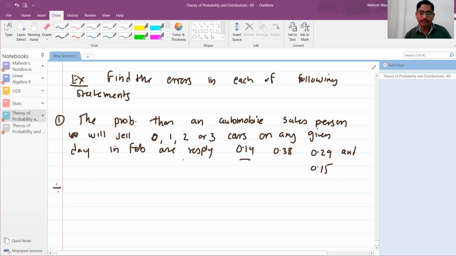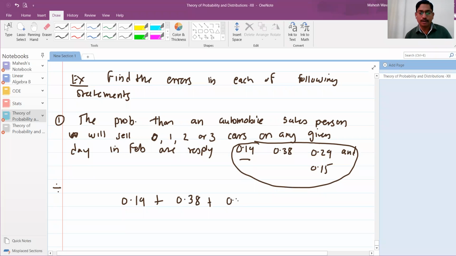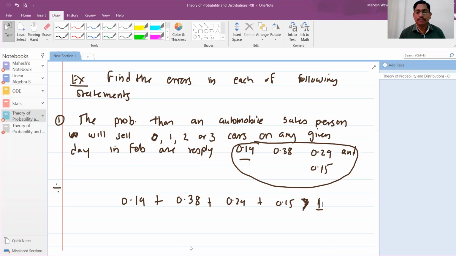So this statement has an error. What is the error? The sum of the probability has to be 1. If you sum it, it exceeds 1. The probability of selling 0 cars, 1 car, 2 cars, and 3 cars, its probability 0.15. So this exceeds 1. And we have already mentioned that the sum of all event probabilities should always be 1. So this is the error in the statement.